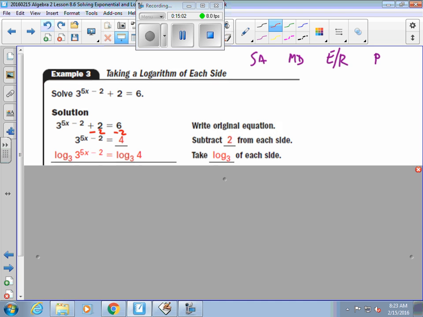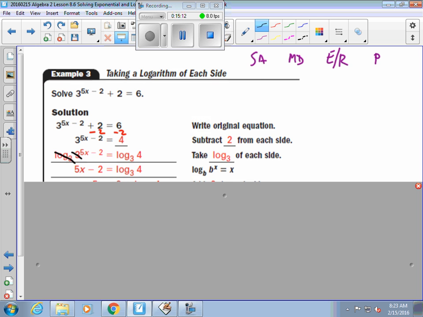Now, since you have the same base as what the log's taken, this can cancel this and leave you with 5x minus 2 is equal to log base 3 of 4. That was the goal, to get the exponent down from the superscript, to get it from the top and bring it down where we could solve it.